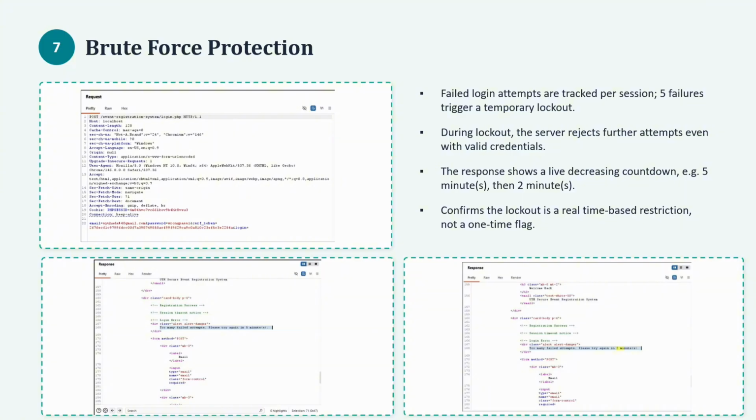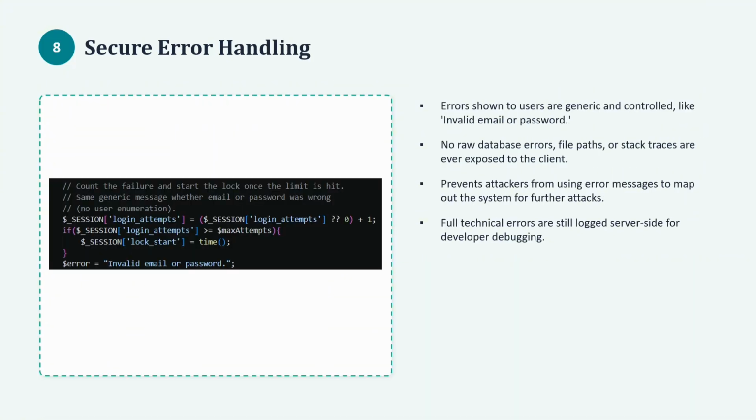Lastly, secure error handling. Whether a login fails because of a wrong email or a wrong password, the application always shows the same generic message: invalid email or password. No database detail, file path, or technical error is ever shown to the user, which prevents attackers from using error messages to figure out how the system works. Full technical errors are still logged on the server side, so developers can debug issues without exposing anything to the public.